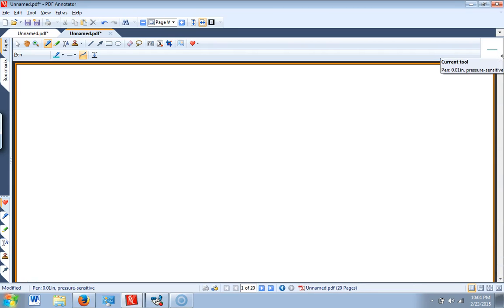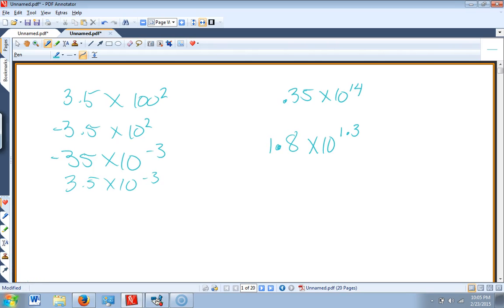So, what shall we do next? Let's do a little testing, right? We're going to see if we can test ourselves and identify things that are written in scientific notation. So voila, here we have some problems, right? We're going to see if they are already written in scientific notation.